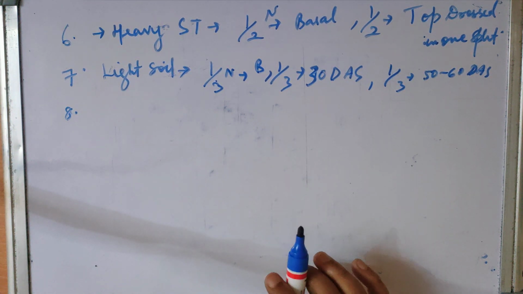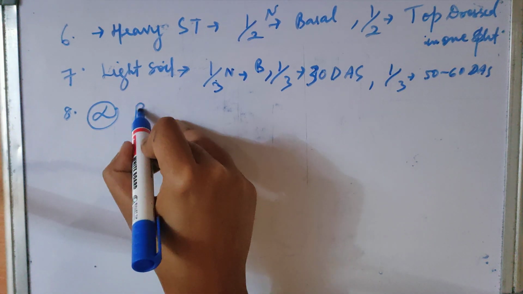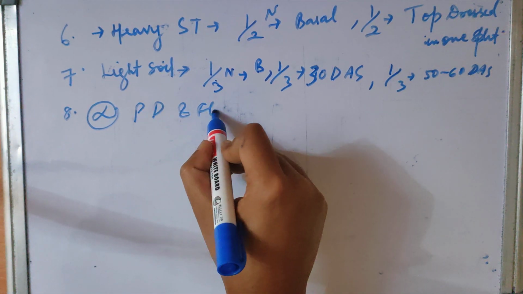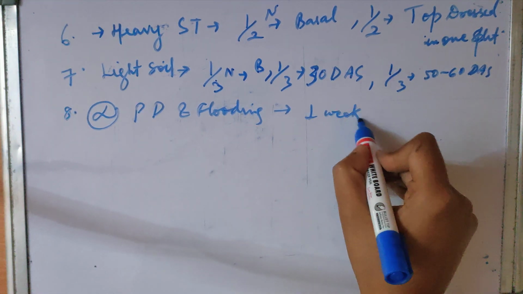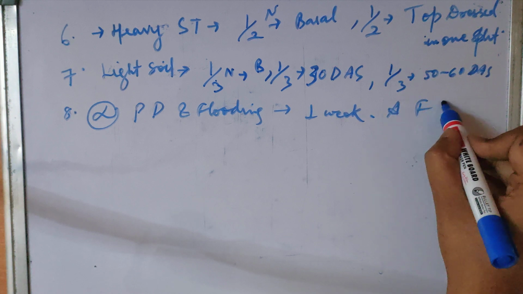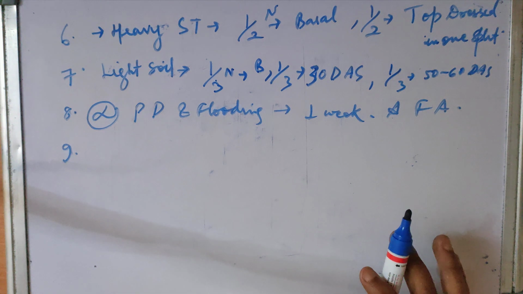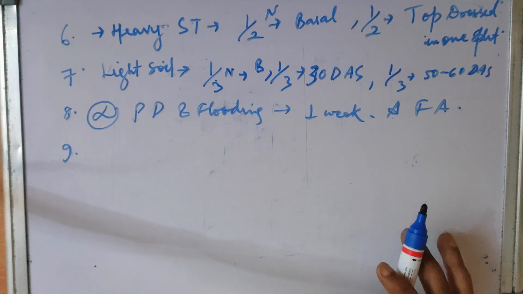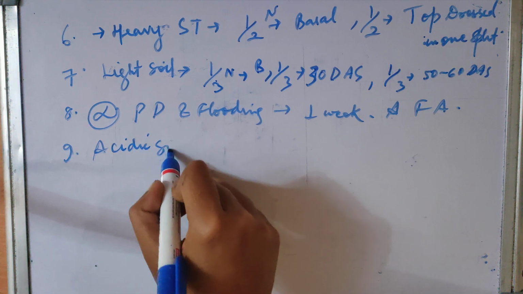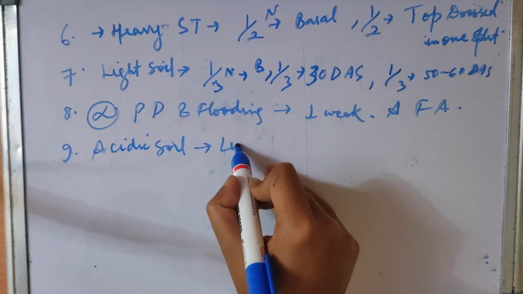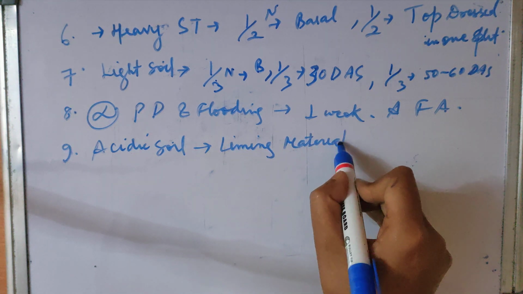Next point, avoid poor drainage and flooding for at least 1 week after fertilizer application. Acidic soil should be treated with liming material whenever required.